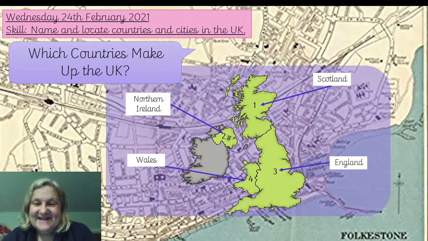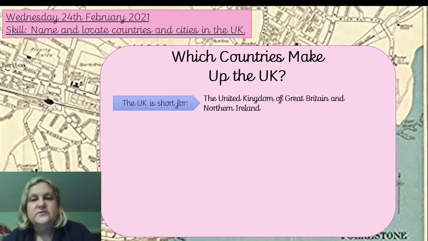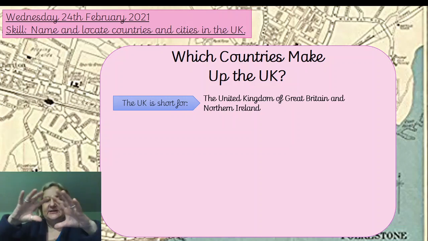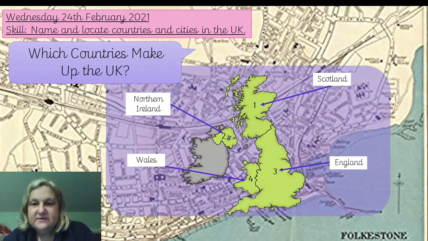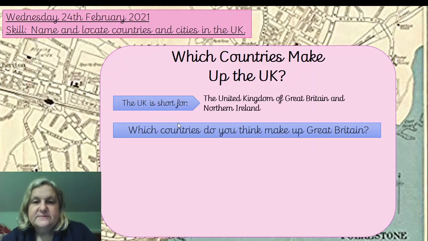Okay, so here we go. Which countries make up the UK? The UK is short for the United Kingdom of Great Britain and Northern Ireland. And Great Britain is the land mass that is this part here. So that is Britain, and then this part, Northern Ireland, is in the landmass of Ireland. So it's made up of the United Kingdom of Great Britain and Northern Ireland.